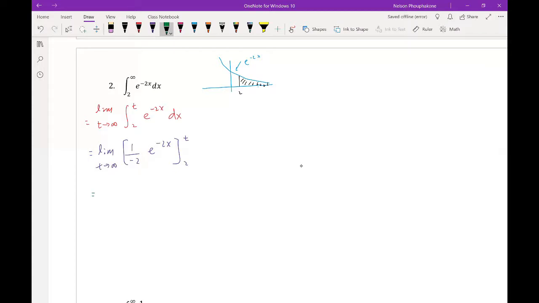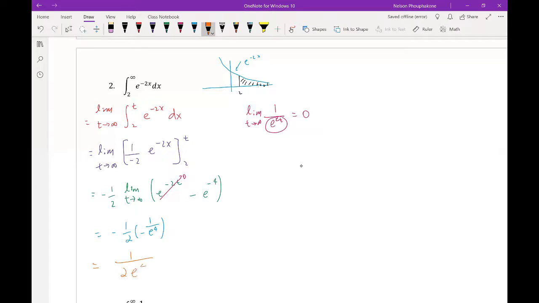Then now we are going to have negative 1/2. We take the limit as t goes to infinity of e to the negative 2t minus e to the negative 4. And now we know that as t goes to infinity, this whole thing right here goes to 0, just from the graph, or we could write 1 over e to the 2t. The denominator is getting bigger and bigger, so therefore the limit is equal to 0. So then I will have negative 1/2 times negative e to the negative 4, so my answer will be 1 over 2 times e to the 4th.